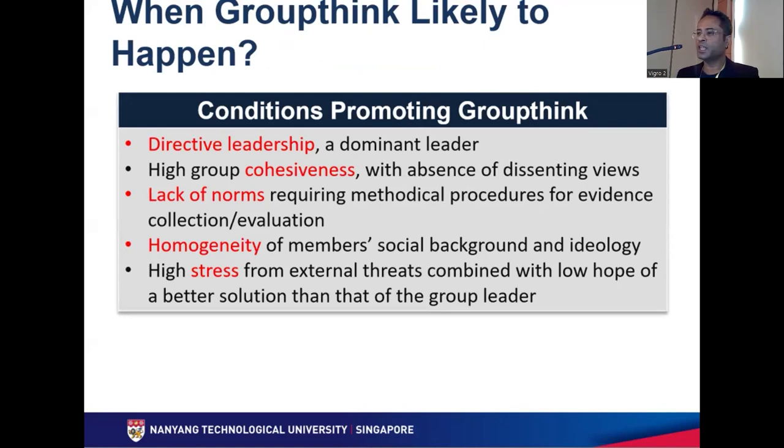This is why we focus on diversity nowadays so much. Homogeneous members tend to conform more, not necessarily leading to the best decisions. High stress from external threats. So you can imagine there are two research groups. One of them is feeling threatened because of the other research group, right? From external threats. So they have a low hope of a better solution than whatever the group leader says.